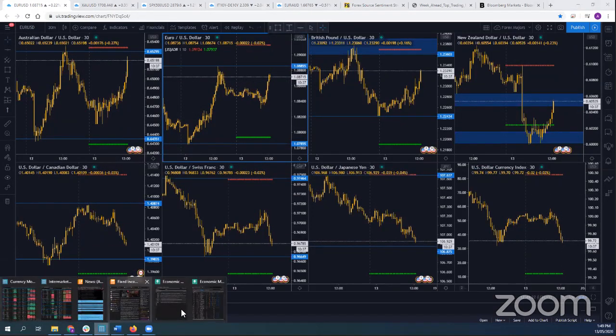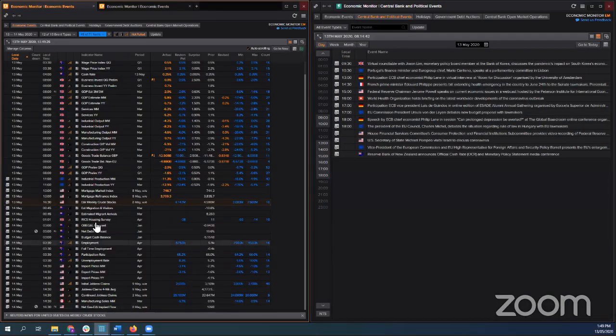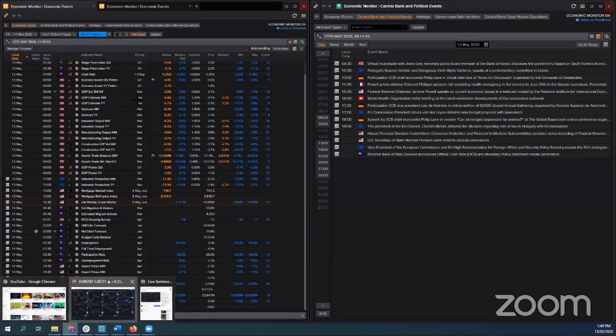Also looking at the upcoming events, make sure to catch the oil inventory coming up, as well as the Aussie jobs report tomorrow. That can also create some tradable opportunities.